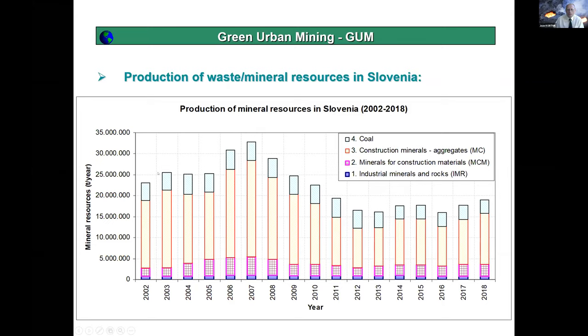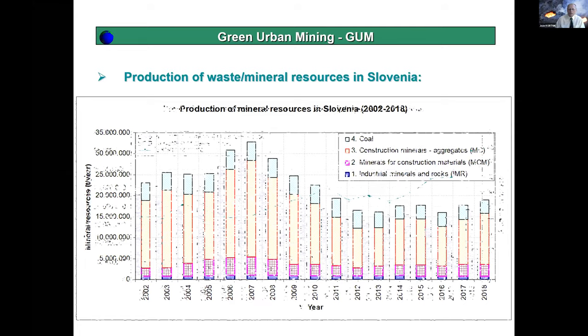But in the case of coal, I need to point out that the state is still supporting the coal mining industry, like in Germany several years ago, because of economic independence inside the European Union of Slovenia. The fluctuation of production is the largest in the case of construction minerals. But average production of mineral resources in Slovenia is between 20 to 30 million tons, which in terms of world production is nothing.